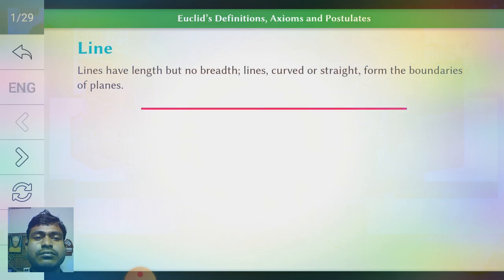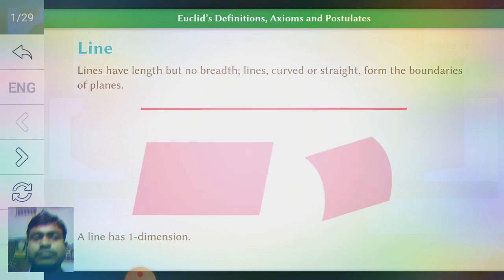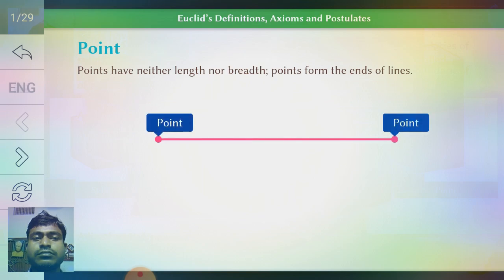Lines have length but no breadth. Lines, curved or straight, form the boundaries of planes. A line has 1 dimension. Points have neither length nor breadth. Points form the ends of lines. A point has 0 dimensions.